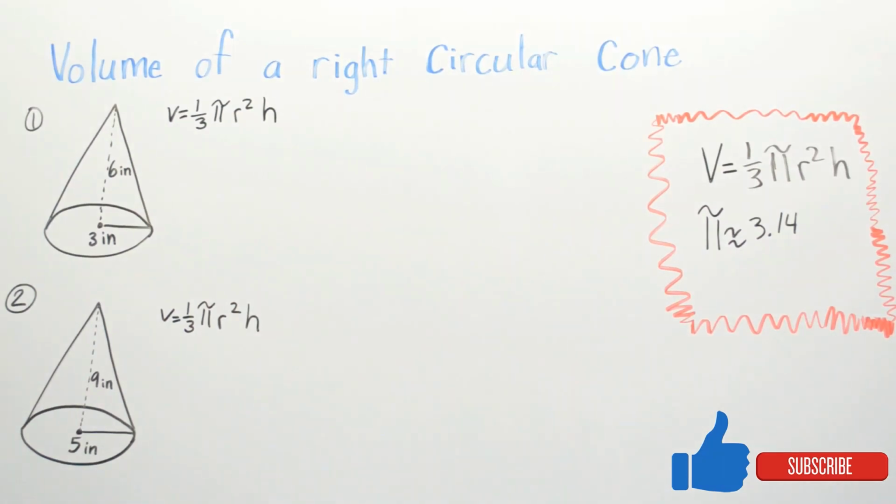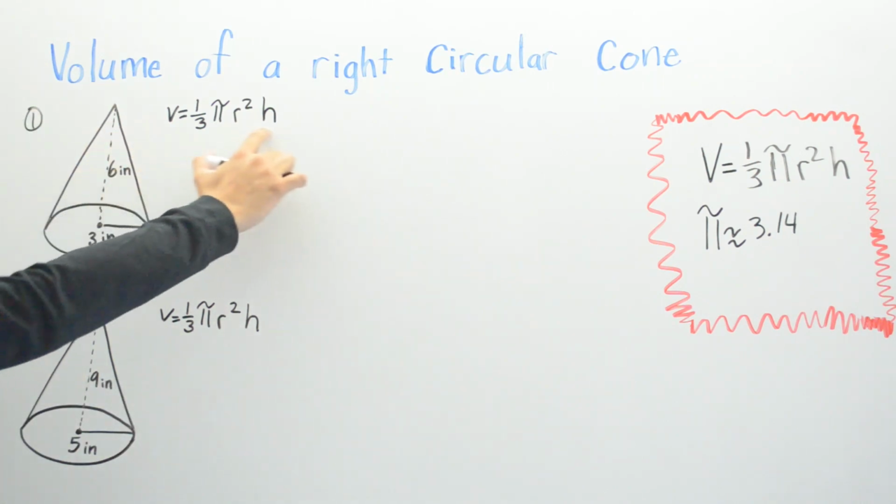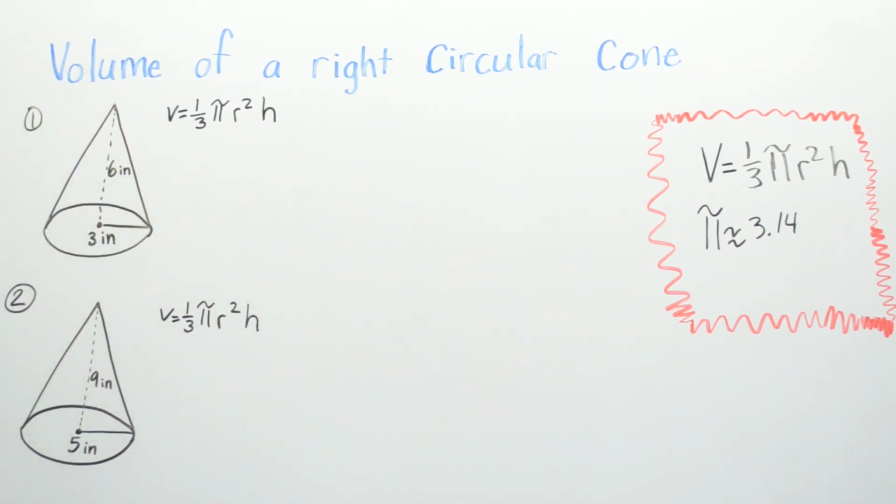In today's video, we're going to be working on volume of a right circular cone. On the right hand side, I put the formula we're using: V, as volume, equals 1/3 times pi times r squared times height. We're going to be using pi as 3.14. And number one, we're going to start with our radius is 3 inches and our height is going to be 6 inches. Put the formula here again, just so we know what we're going to put in.